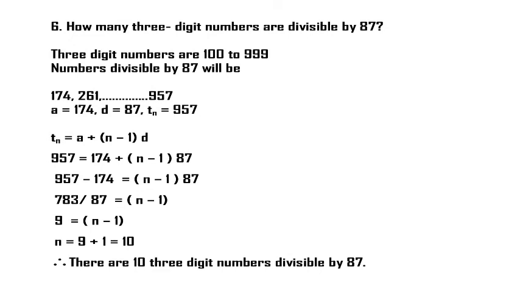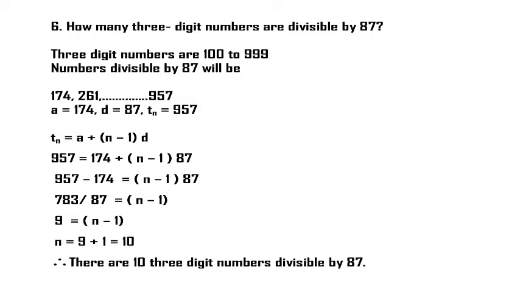Question number 6. How many 3-digit numbers are divisible by 87? Same as the second problem that we solved. First let us find out the range of 3-digit numbers. So 3-digit numbers are from 100 to 999. The numbers which are divisible by 87 will be, the first value is 174, because 87 ones are 87, which is a 2-digit number which you cannot consider. 87 twos are 174. So my first value of the AP is 174.